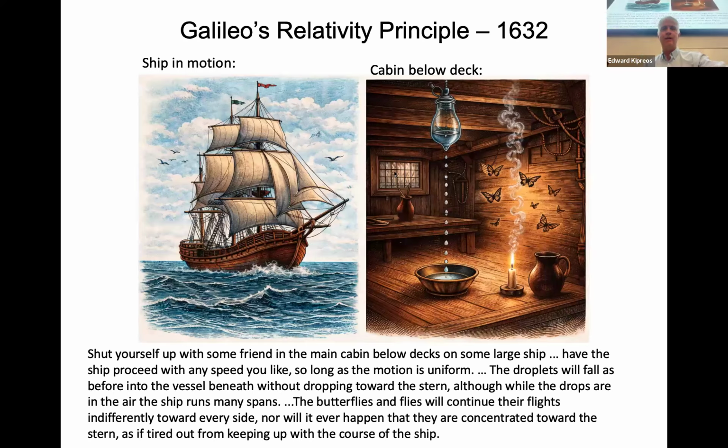Okay, so I want to start off with Galileo's relativity principle from 1632. Galileo gave an analogy in his famous book of a ship moving fast on the ocean. On the deck you can tell you're moving fast, the wind is going past you. But if you look below deck in a cabin, you can't actually tell that you're moving. The water's going to drop straight down, smoke's going to rise straight up, butterflies are going to fly back and forth. And Galileo was giving this analogy because he was trying to explain to people how the Earth could be rotating and then moving around the sun, and you wouldn't notice the difference.